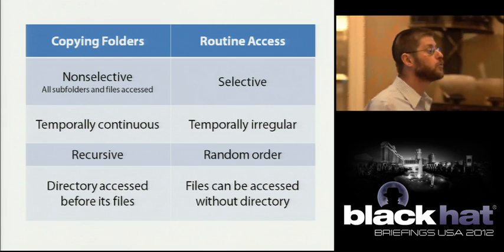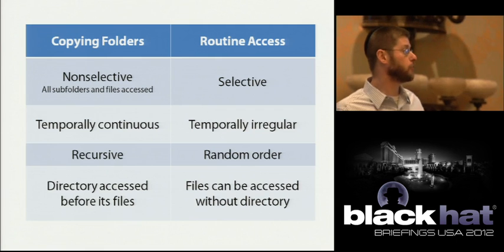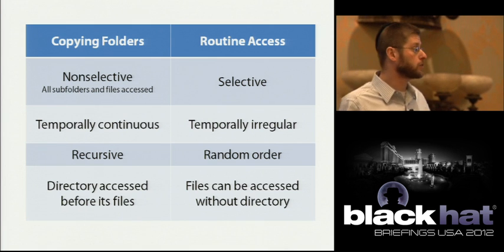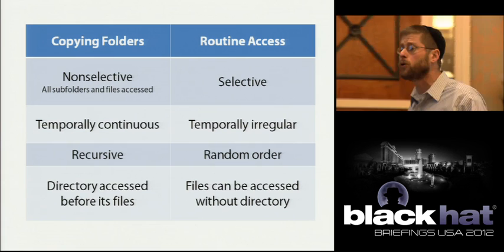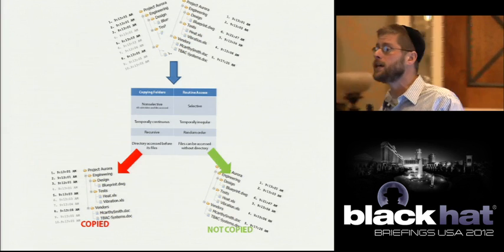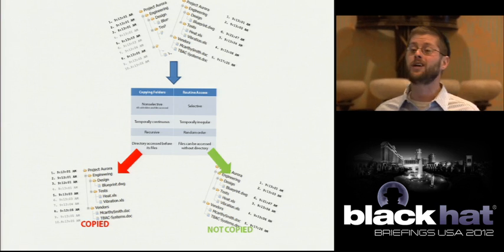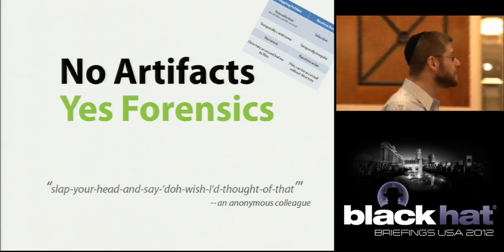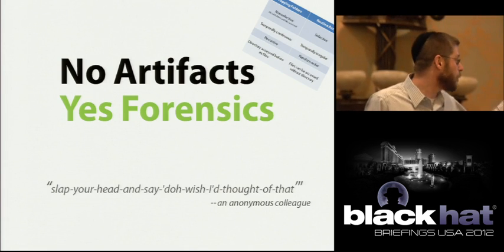And number 4, when you do routine access, you'll very often jump to a file without going through its chain of parent folders. Right? I might have that file on the list of recently used files. It might be in my recently opened documents in Word. I might know the file name. For whatever reason, I can just open it right away. Whereas when I copy a folder, no child is going to be opened before we get to the parent. So with these 4 characteristics, these 4 emergent properties, we can in fact distinguish routine access from copying. So without any artifacts, we can do forensics. Now this idea is very novel, but it's very simple. It prompted a colleague of mine to slap his head and say, duh, wish I thought of that.